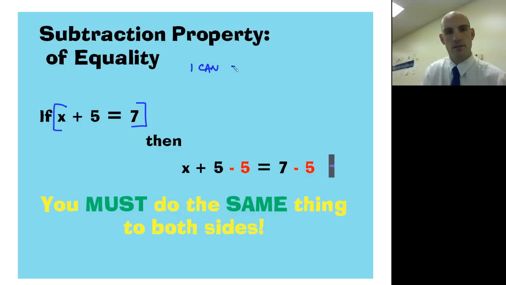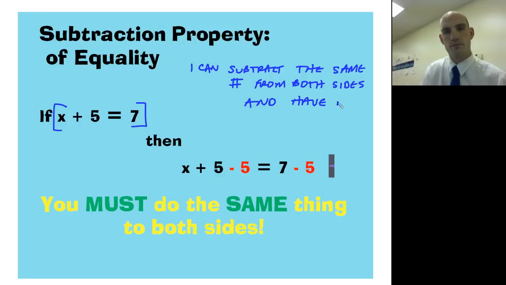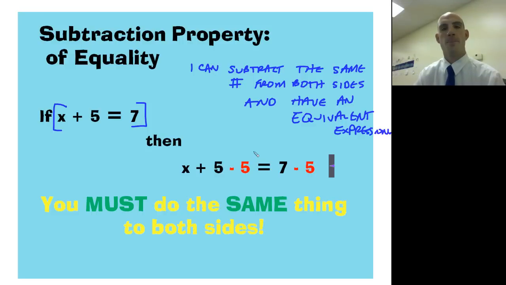I can subtract the same number from both sides and have an equivalent expression. So I can subtract 5 from both sides and keep the scale balanced.